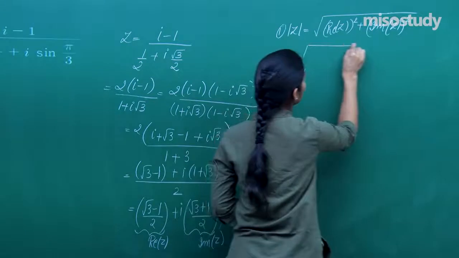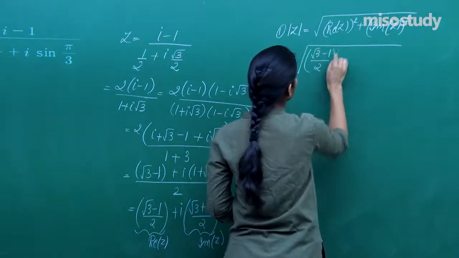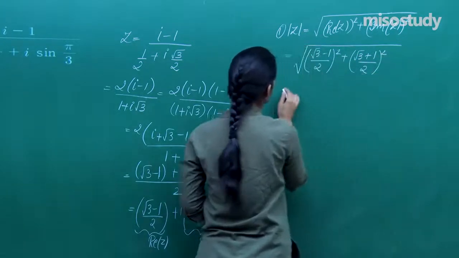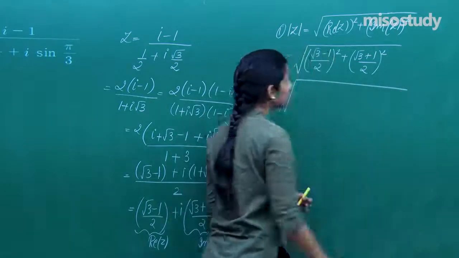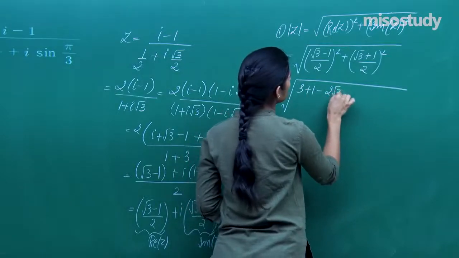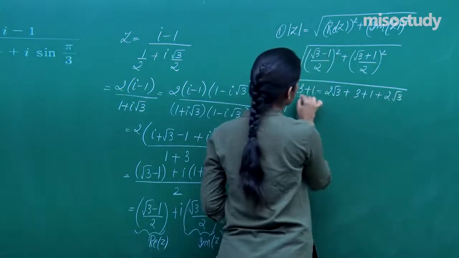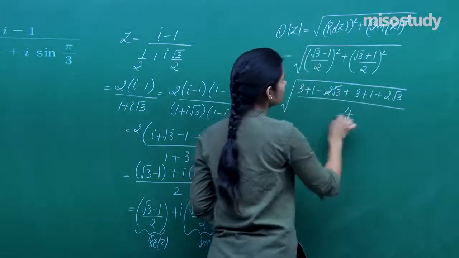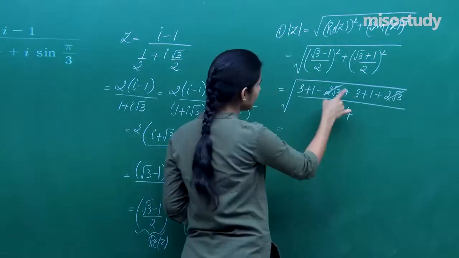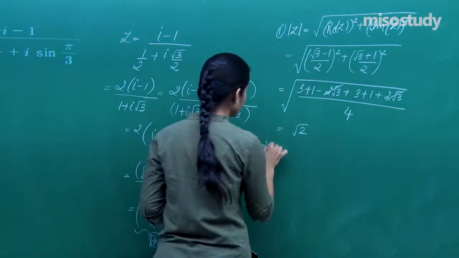Real part of z whole square gives you what? Root 3 minus 1 by 2 whole square plus root 3 plus 1 by 2 whole square. This gives you a square plus b square minus 2 root 3, then a square plus b square plus 2 root 3, whole upon 4. Minus 2 root 3 plus 2 root 3 cancels. 3 plus 1 is 4, 3 plus 1 is 4. 4 plus 4 is 8. 8 upon 4 is 2. You are left with root 2. Root 2 is the modulus of z.